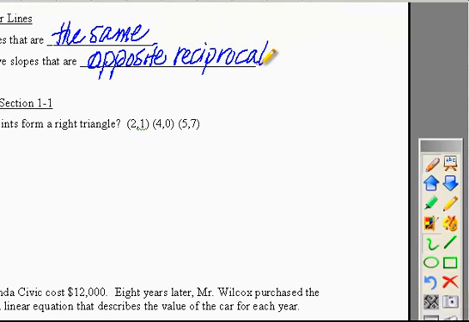Remember, opposite says if it was negative, it's now going to be positive, or if it was positive, it's now going to be negative. And reciprocals flip a fraction, so that if your normal value is 2, the reciprocal would be 1/2. And so keep that in mind, and we're going to go through a couple examples.